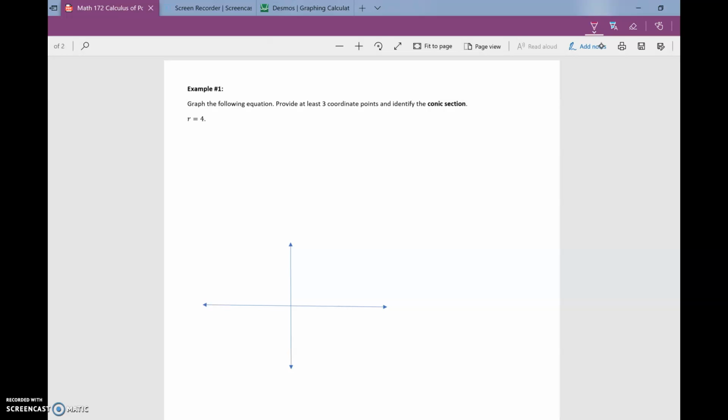And let's take a look at r is equal to 4. Now, they want us to provide just a sketch. They want a total of 3 coordinate points, and then they want you to identify the conic section.